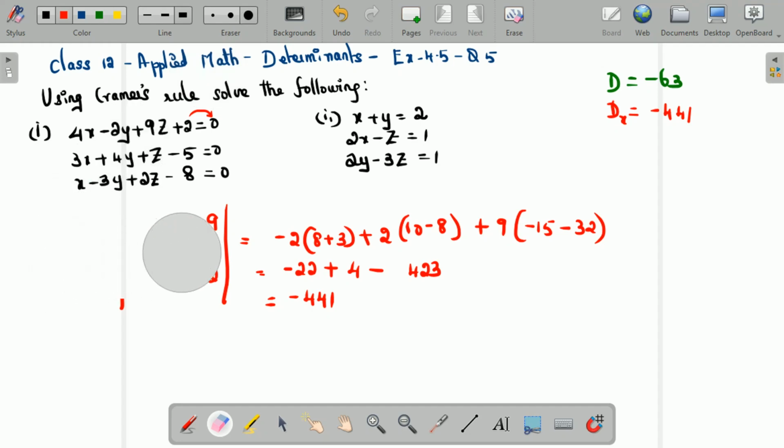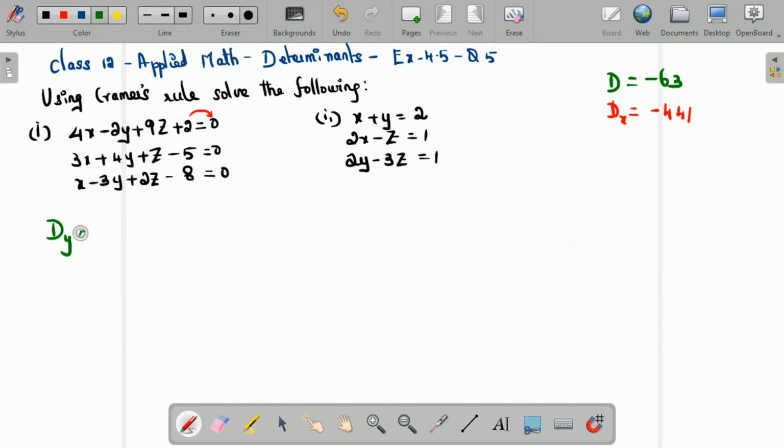Now let's compute dy in this case. Dy is going to be, the first values will be the coefficient of x. So this is 4, 3, 1. As far as the y coefficient, it is going to be replaced with minus 2, 5 and 8. And the z coefficient will remain. So 9, 1 and 2.